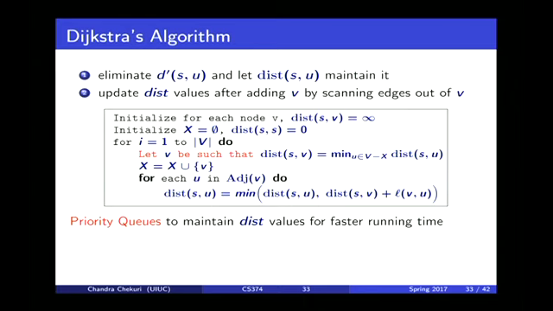Initialize X to empty, distance from S to S is 0. We forget about d prime now. It's just one number. For 1 to V, pull out the vertex with the minimum distance value among all the guys who are not already in X. That guy becomes part of X. For each of the vertices which are adjacent to that new guy, update the distance value. Is that clear? We are doing the same algorithm.